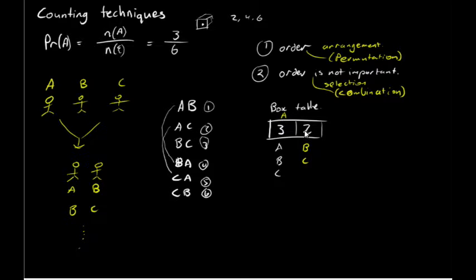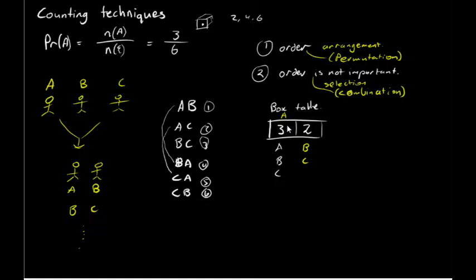If B was in there, only A and C, and if C was in there, only A and B. So there's only 2 different ways, it doesn't matter which one I put in first. So it's 3 and 2. And this is handy because we can use these.